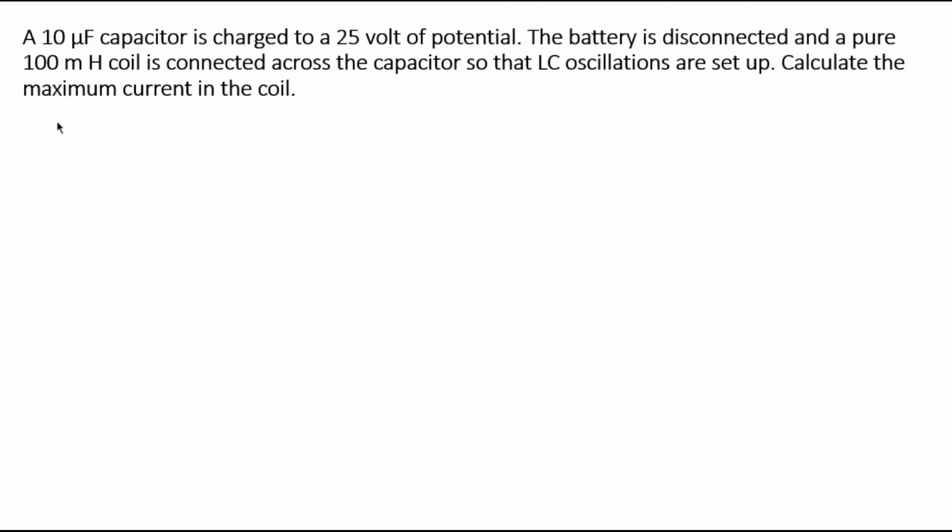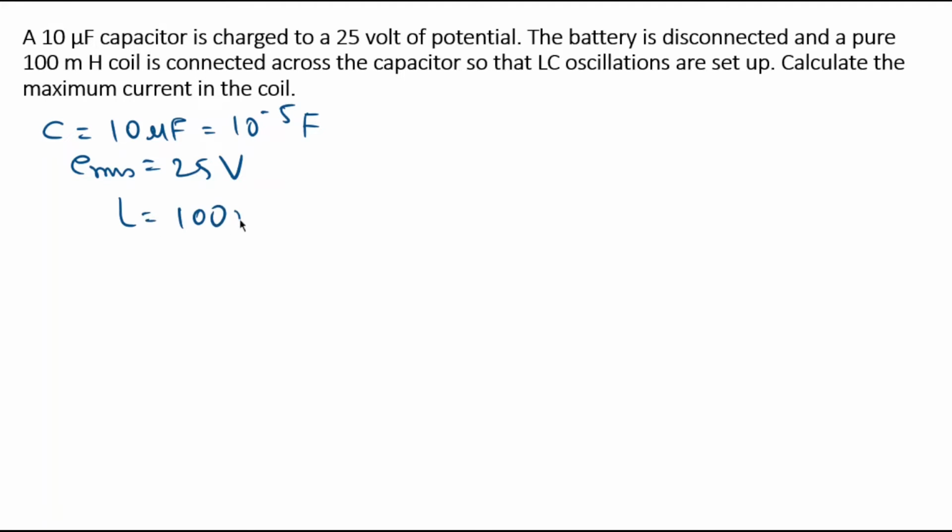So we have been given a capacitance value C equal to 10 microfarad, which can be written as 10 raised to minus 5 farad, charged to a 25 volt of potential, that is E is equal to 25 volt. Now the battery is disconnected and a pure 100 millihenry coil is connected across the capacitor so that LC oscillations are set up. So the inductance is given to us as 100 millihenry, which can be written as 100 into 10 raised to minus 3 henry, which is equal to 0.1 henry.